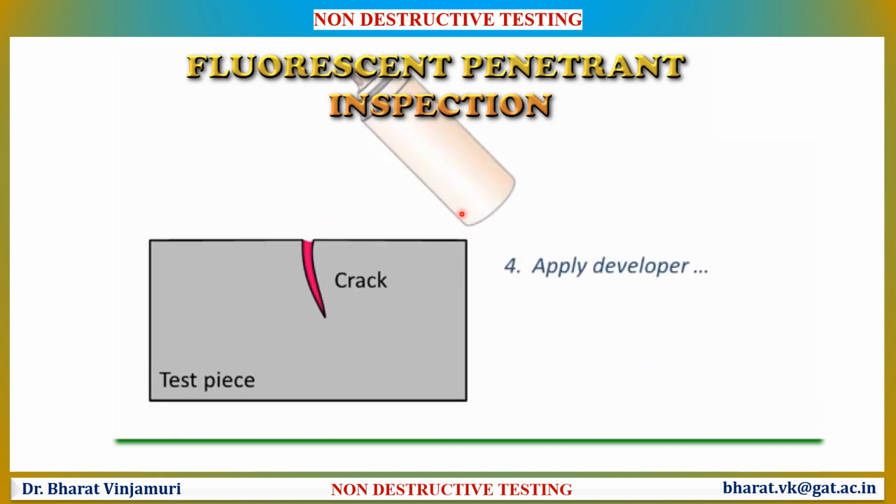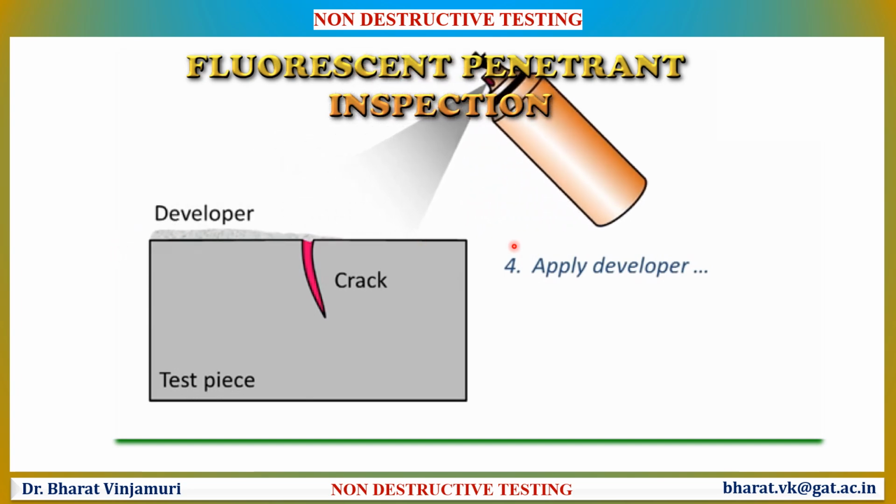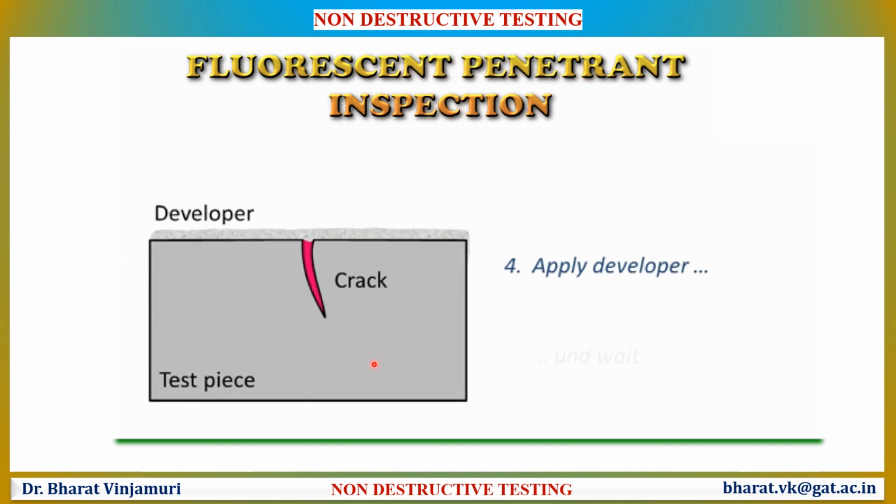At the later stage, a developer has to be applied on the top of the specimen. This developer acts as a blotter. It draws out the penetrant wherever there is a crack, thus making it clearly visible to the inspector. Fluorescent penetrant inspection is the most effective method to determine the cracks or discontinuities which are open to the surface.